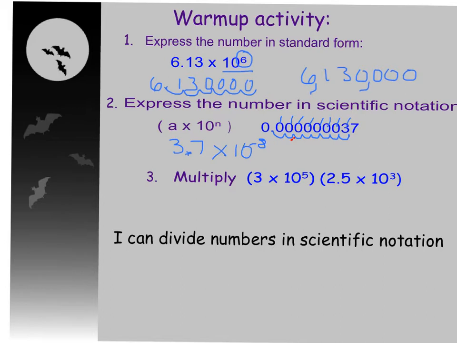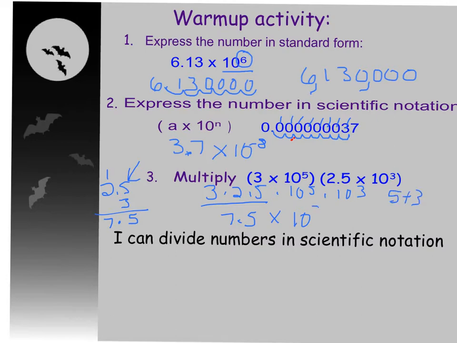And lastly, multiplication. Remember to multiply. You regroup, so 3 times 2.5 times 10 to the 5th times 10 to the 3rd. And then if you need to multiply off to the side, you can. 3 times 5 is 15. Carry the 1. 3 times 2 plus 1 is 7. And there's only one decimal place in the problem, so there's only one place value after the decimal in the answer. 7.5 times 10 to the, and when we're multiplying powers with the same base, we add the exponent, so it's 10 to the 8th.